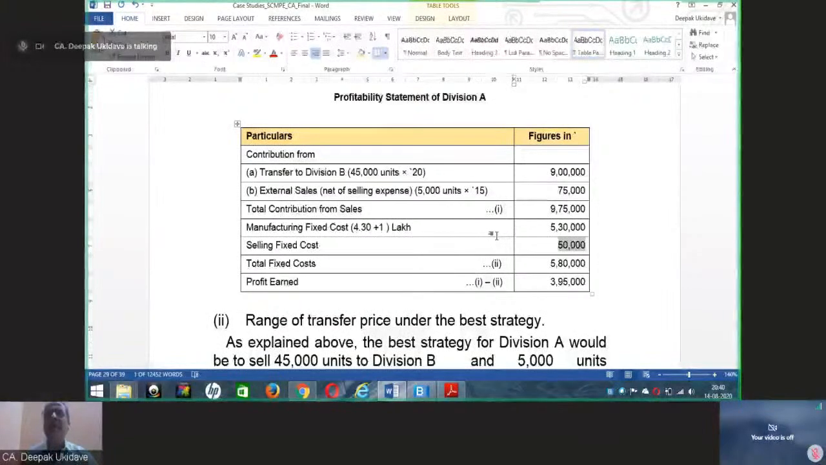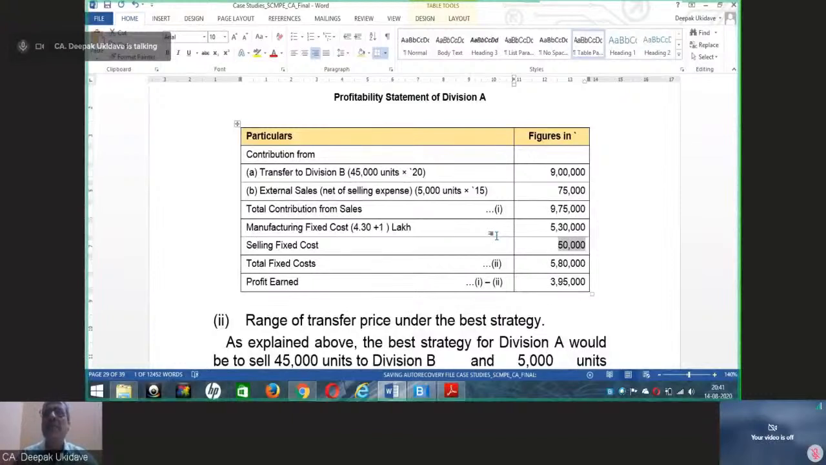See, division A has made up its mind, management has made up its mind that when we are transferring internally to our division B, at that time either we will consider variable selling cost of 5 rupees or fixed cost of 50,000, and that is why we worked out the break-even point, the indifference point, the level of output at which division A is indifferent, whether variable selling or fixed cost doesn't make any difference, and that is why we calculated that 10,000 units, right?